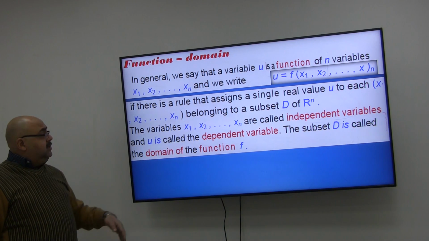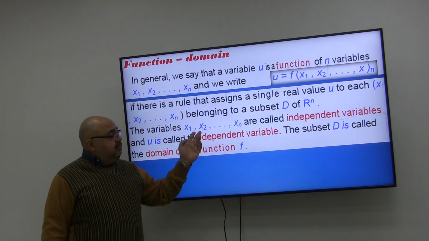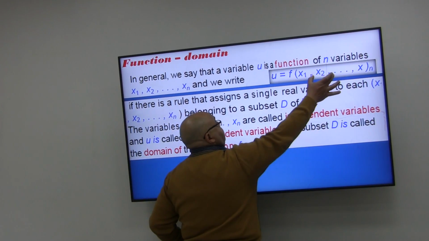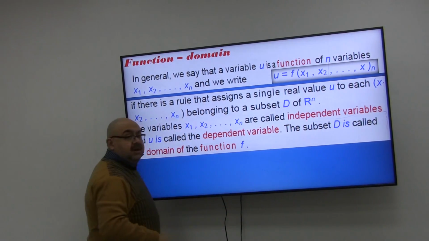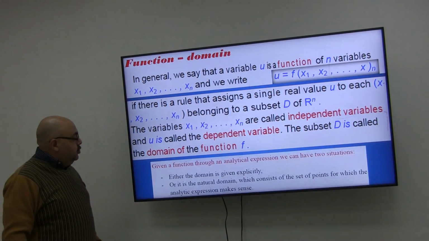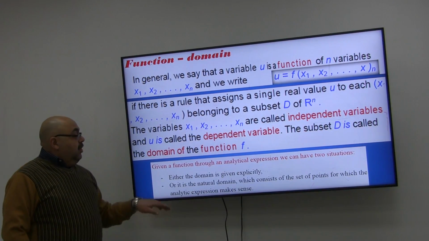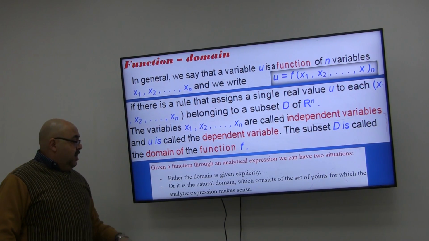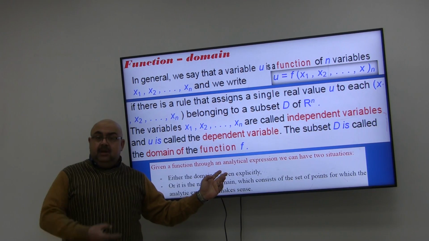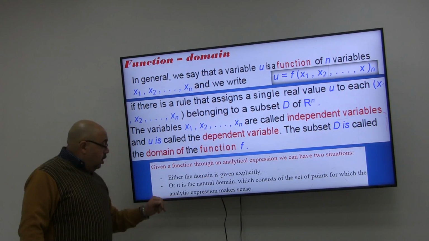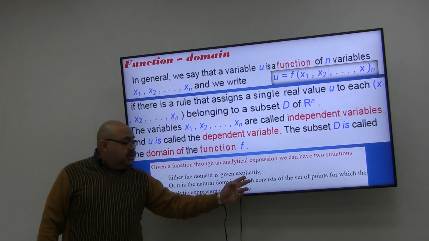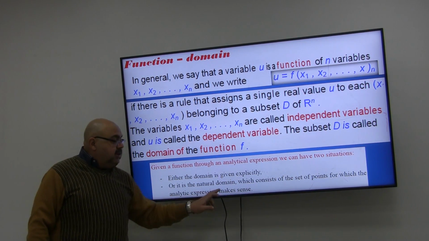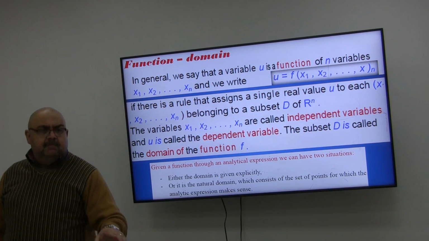Any function can be represented by the independent variables, which are the input variables, and the dependent variable, which is the output of your function. So it's exactly the same. Through the analytical expression, we have two situations in order to get the domain. Either the domain is given explicitly, or it is the natural domain, which consists of the set of points for which the analytic expression makes sense. This is really very important.